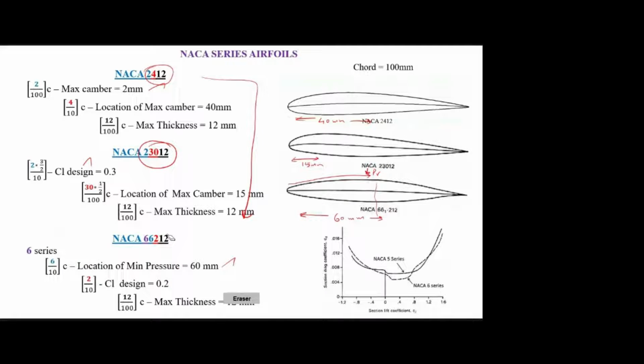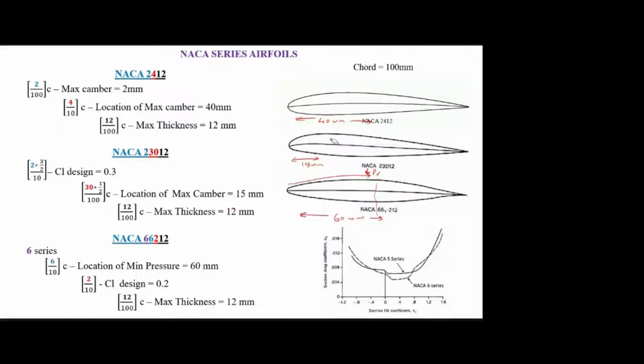That's it. But these are all the definitions. No other way, you have to memorize. This multiplication factor and all, you have to memorize. These terms also vary for every airfoil. Only the last term, the maximum thickness, is constant. All other terms will vary. So this you have to memorize.